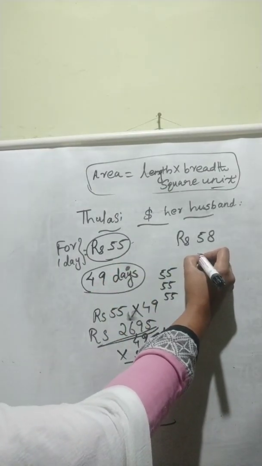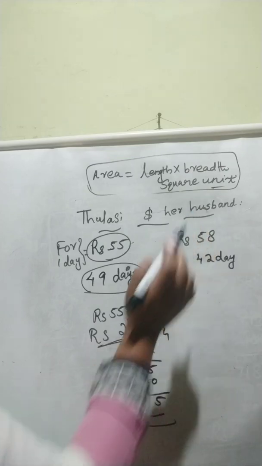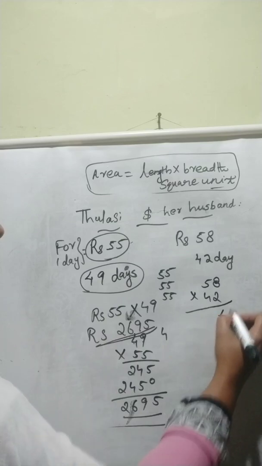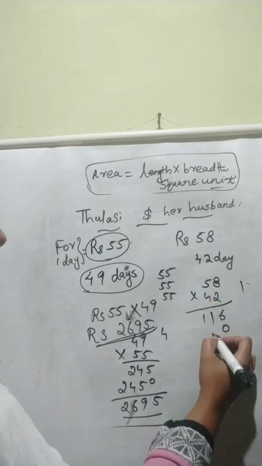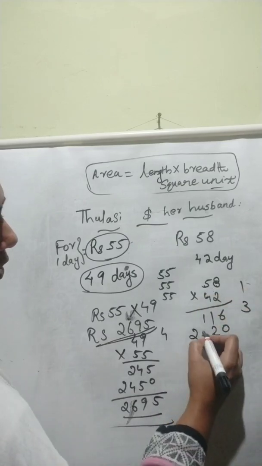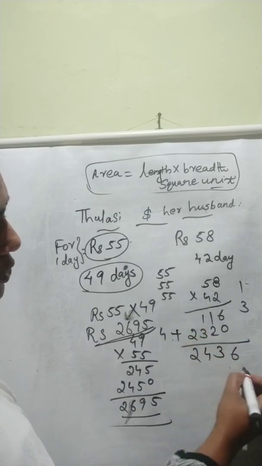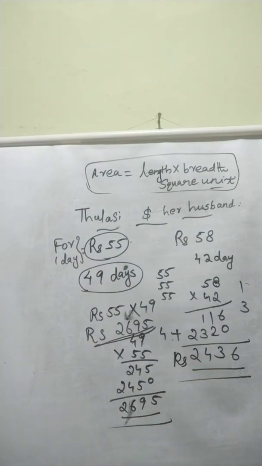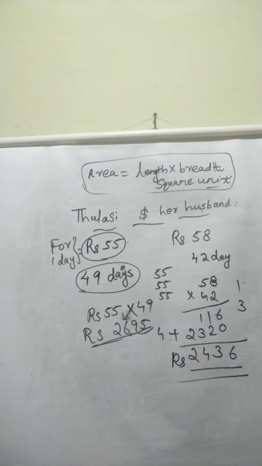For 58, that means her husband works for 42 days, 7 days difference. So the total salary of this husband is 58 multiplied by 42. That is 16. Then 1. 10 plus 1, 11. Then next 0. Then 32, 4 eights are 32. 3 will be there, 5 fours are 20. 20 plus 3, 23. So 6. Then 3. We have to add these two. 4. Then 2. So her husband got rupees 2,436.